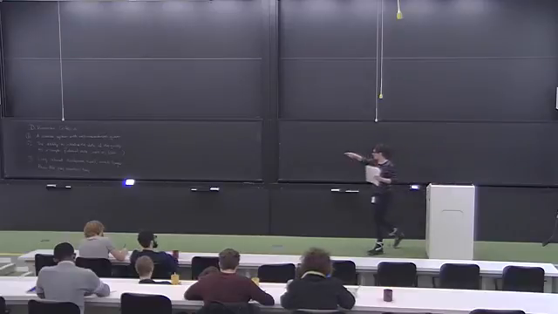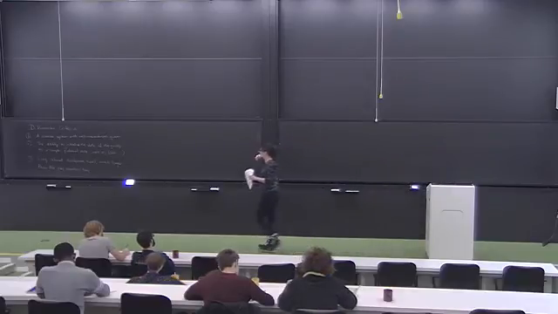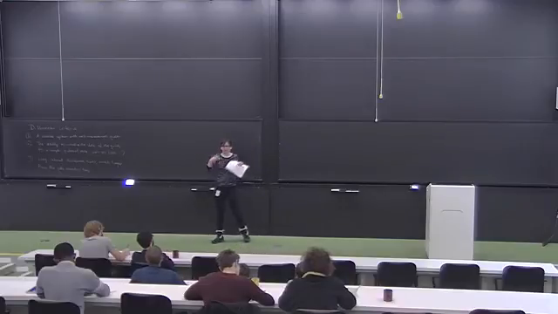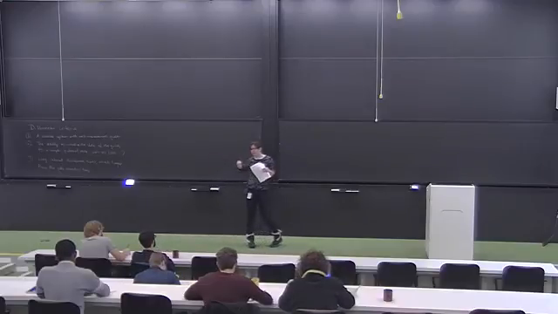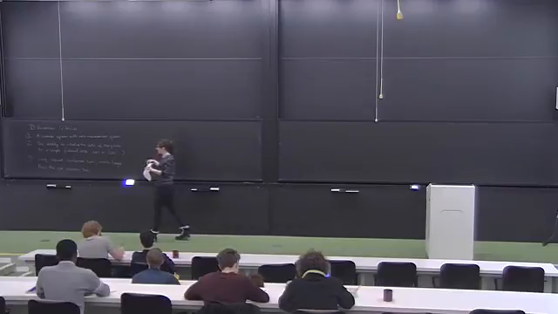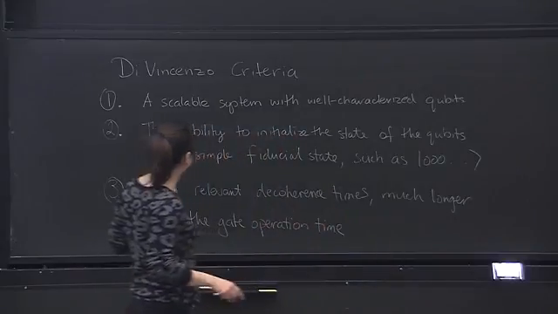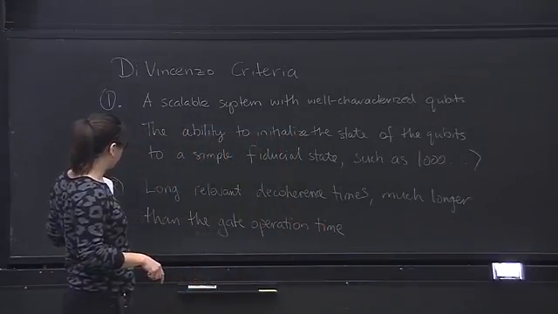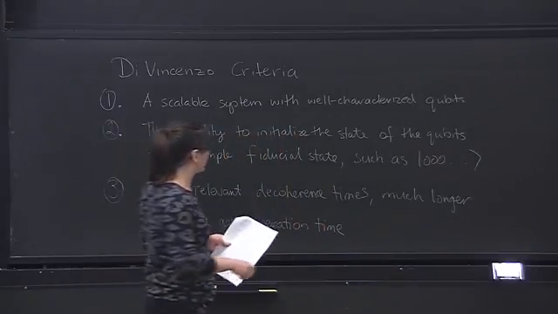And so what we mean by decoherence times is the time that it would take for a coherent superposition to turn into a classical mixture. And so if these times were comparable, then you'd have lots of errors in your gates. So we want to make sure that one is much longer than the other.